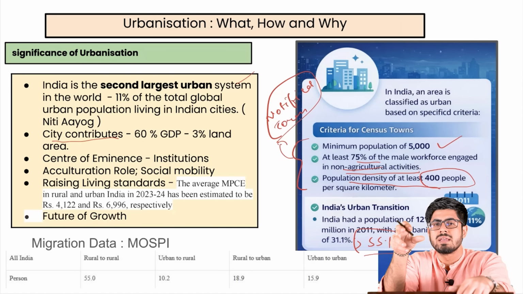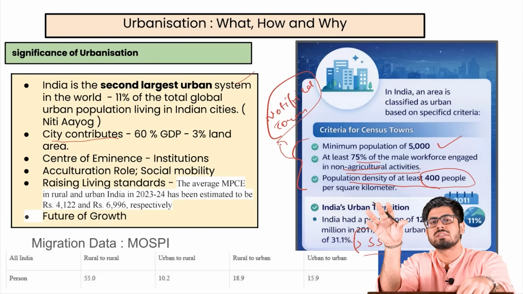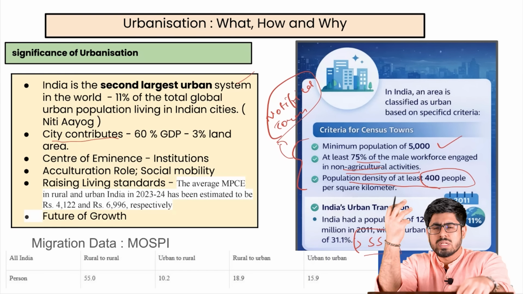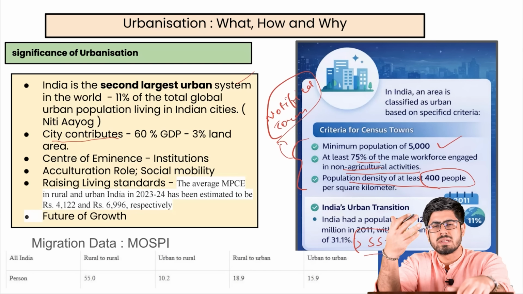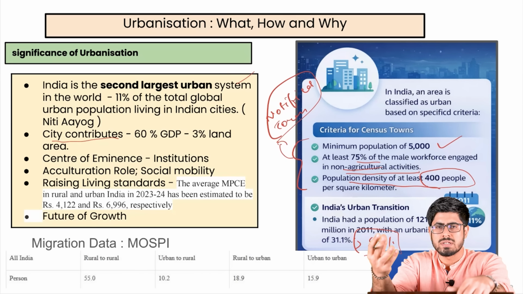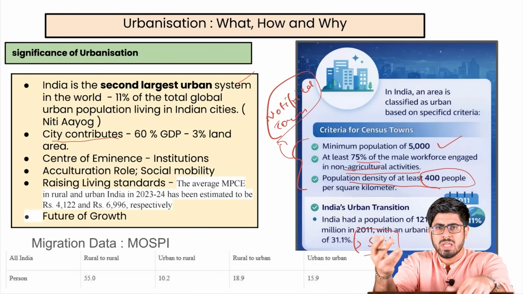If we talk about the global perspective, Indian cities provide habitat to 11% of all the global population that lives in cities. Not only this, they have been serving as a center of eminence in various fields, whether it is the medical field or the educational sector, all of them attract people from various regions, and this is showcased in the data of migration in India.